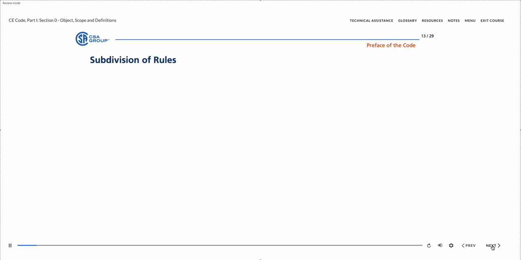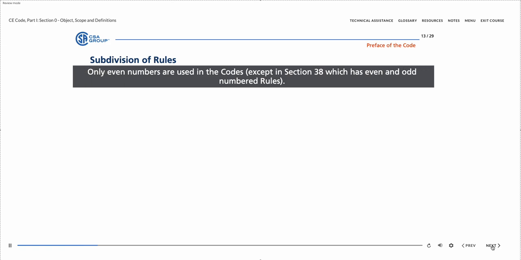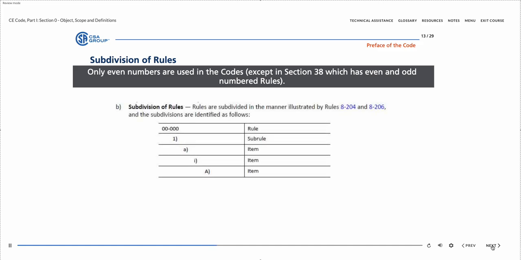This introduction section contains a lot of useful information about the structure of the code. First, the code only uses even numbers, except in section 38, when numbering the rules. The reason for this is to have the ability to add new rules during updates. Rules are numbered in the following way. Starting with rules, each starts with the code section, then the rule number, 12-100 for example.